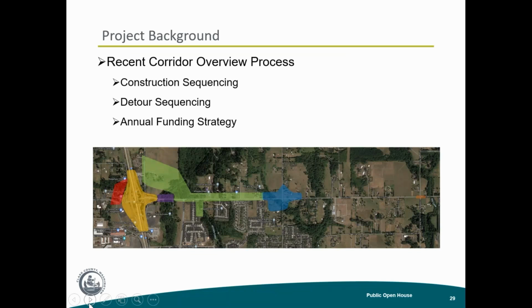But this kind of gives you an idea as we've stepped back. What we want to also look at is the construction sequencing and the timing, because some of these are going to need to have detours, and we want to make sure that the detours will not prevent anyone from being able to get to their homes at any time. It's very important to look at the funding and making sure that we can line up the funding to be able to complete these projects in a sequence stage. Next slide, please.